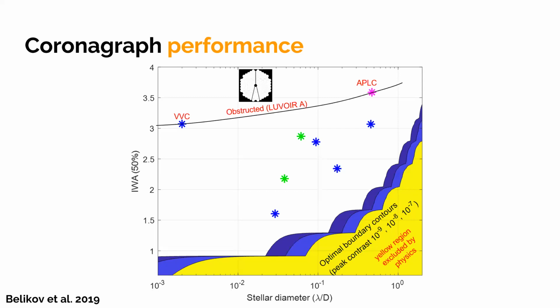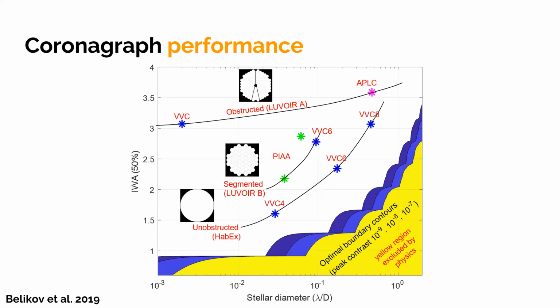So here is LUVOIR-A, basically all those coronagraphs on a line for the LUVOIR-A aperture. The simpler the aperture gets, generally the closer you can get to that line. So here's LUVOIR-B without a central obscuration, which apparently makes coronagraphs a lot easier to design. And the simplest aperture that we can think of, a circular aperture by HabEx, can get even deeper. So generally, there is a gap for improvement.